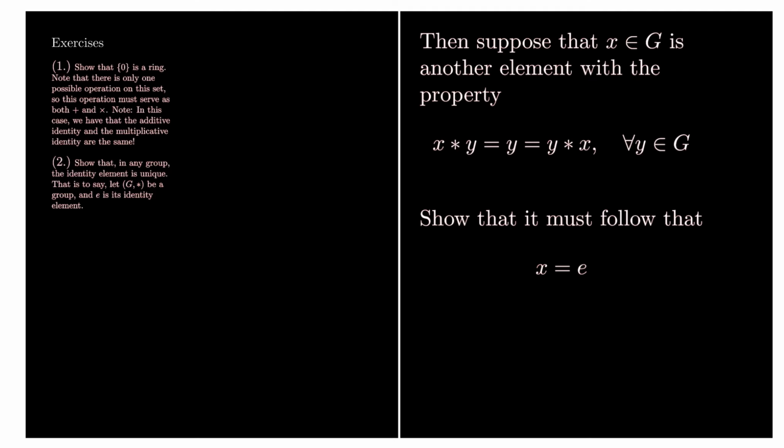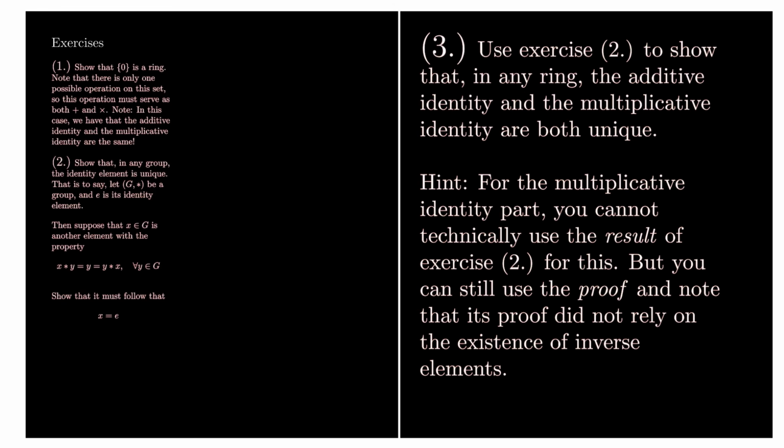And then what I'd like to do is have you show that in a ring, right? So you show that the identity element for both the addition operation and the times operation are unique in a ring, in particular, leveraging what you just showed in exercise 2. Now, for the plus part, that should be extremely straightforward, but for the times part, it's not so straightforward because we don't know that the set together with the times operation is in fact a group, and so you can't just merely appeal to a result that talks about groups.